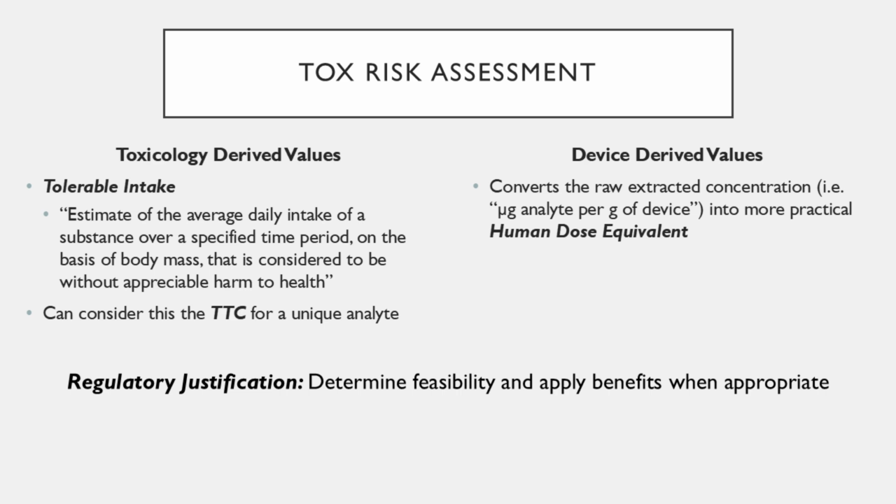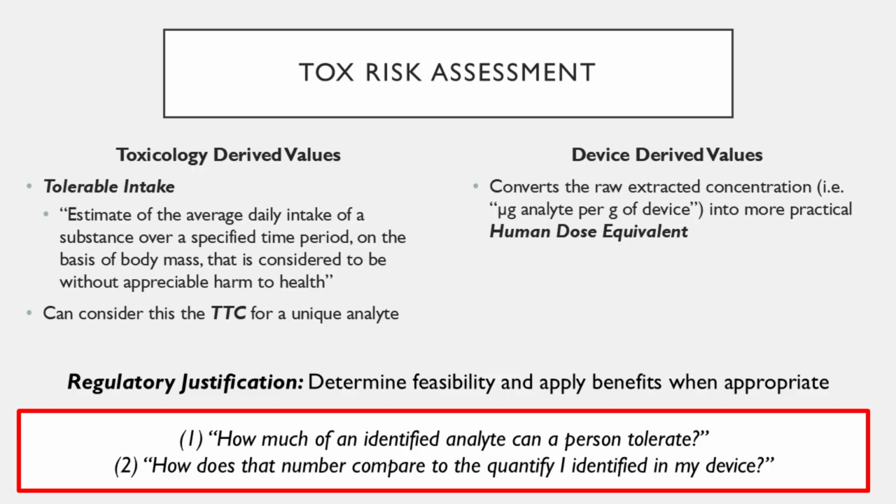Now you would compare those two numbers, basically comparing how much of an identified analyte a person can tolerate hypothetically, and then how does the number that I actually recorded compare to that? And that's the point where you might look into how you might be able to reduce that number, or even if you somehow get exposed to more than is applied of a toxicological concern or is governed by the tolerable intake, you don't necessarily fail right off the bat.